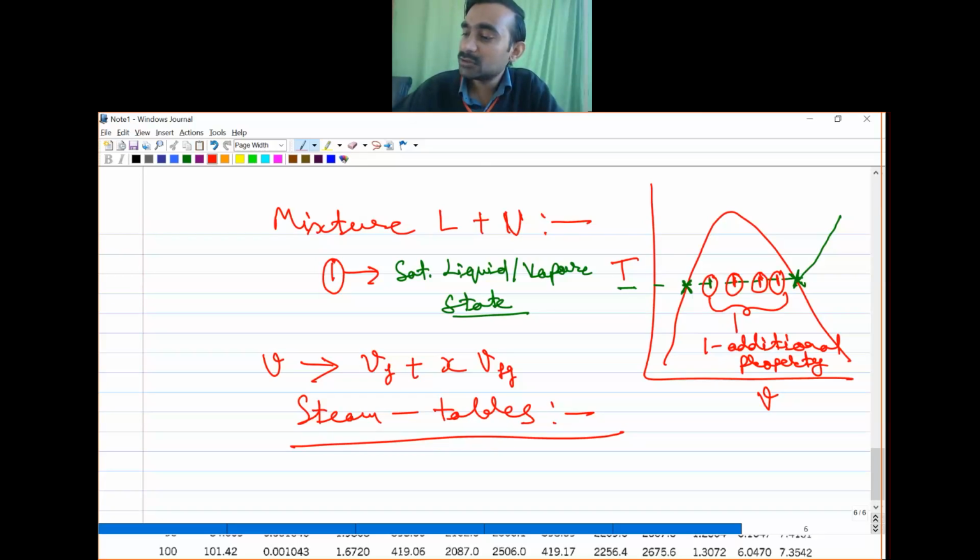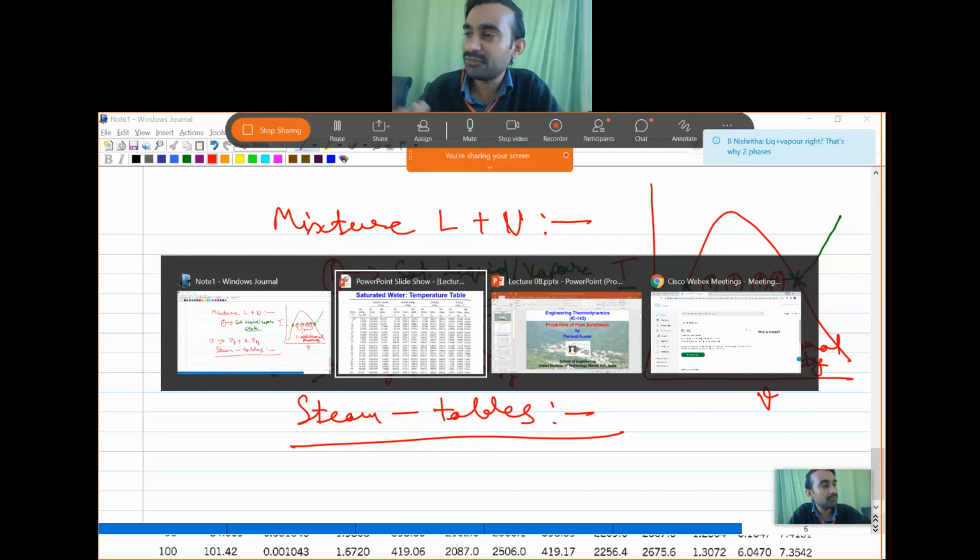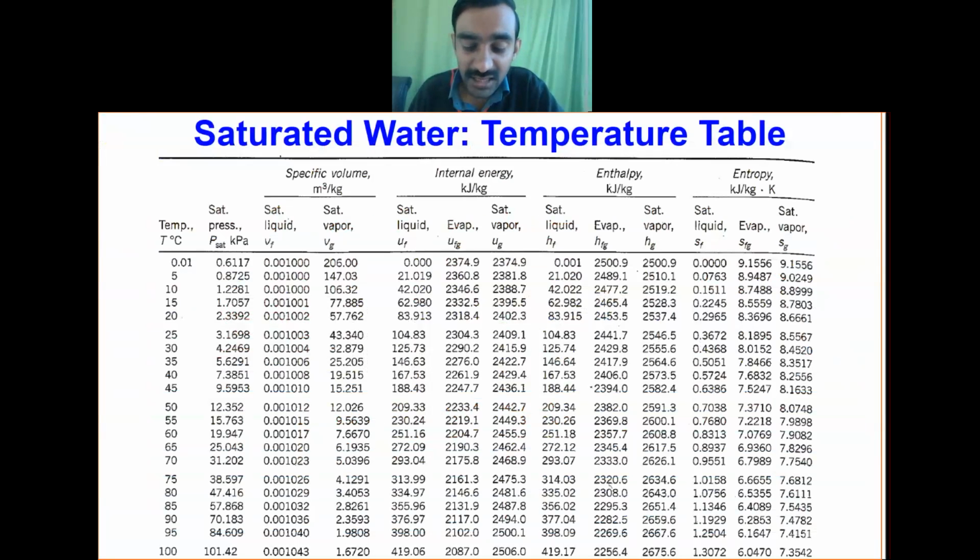Okay. So now let me show how our steam table looks. I have included some excerpts of the steam tables in our slides. Here you can see in this particular slide the saturated water temperature table. The meaning of this table is that we are now referring to the saturated state. And as we know, if we know the saturated state, then by knowing just one property, I can determine the value of all other properties.